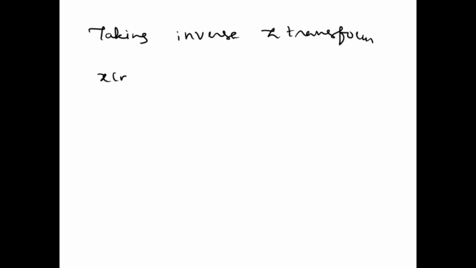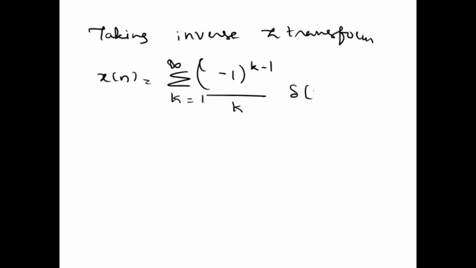Then taking inverse z transform on both sides, we get x of n is equal to summation k is equal to 1 to infinity minus 1 to the power k minus 1 divided by k into delta of n minus k.